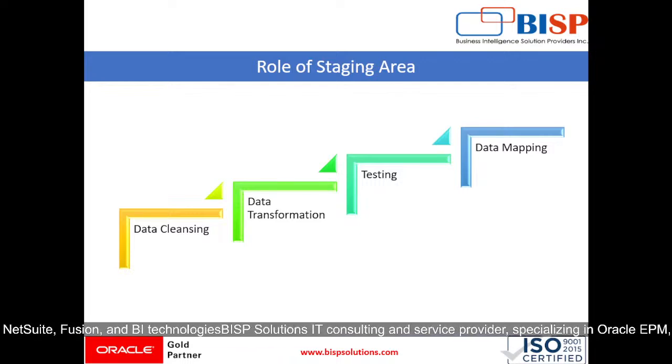Then comes testing, where the staging area provides an environment for testing data loads and migration processes without affecting the live system. Lastly, the role of a staging area is data mapping, which supports the mapping of data fields from the source to the target system before the final load is done. So the staging area is a crucial step to ensure data integrity and avoid issues during integration and migration.